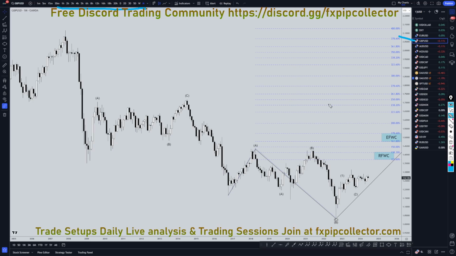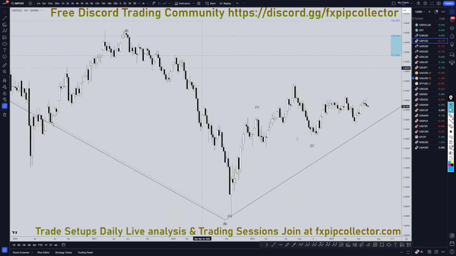So, on the pound dollar monthly, definitely nothing has changed for me. I still think this is either going to go up and make a running flat wave C, which would make a lower high, probably turning at 138 or 123, or possibly it's going to go up and make an expanding flat wave C, which I think would likely go up to the 178 or the 161.8 Fibonacci extension, making a higher high. Either scenario, I don't think it's that important to know the difference as of yet.